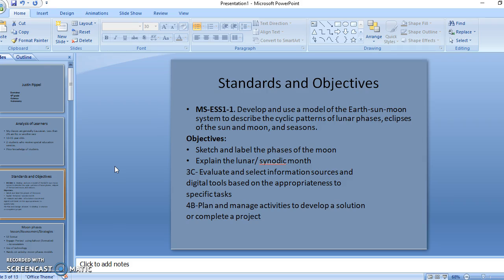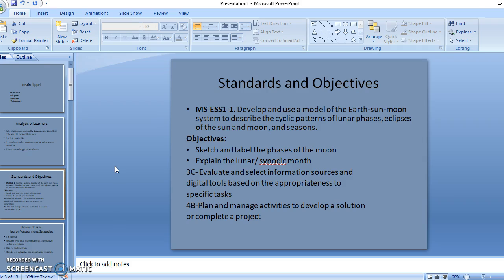So it gets into my standard. My standard is a middle school Earth Science one from the Next Generation Science Standards. Sorry. It states: develop and use a model of the Earth, Sun, Moon system to describe cyclic patterns of lunar phases, eclipses of the Sun and the Moon, and seasons.